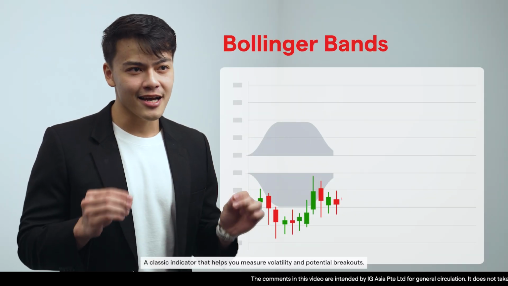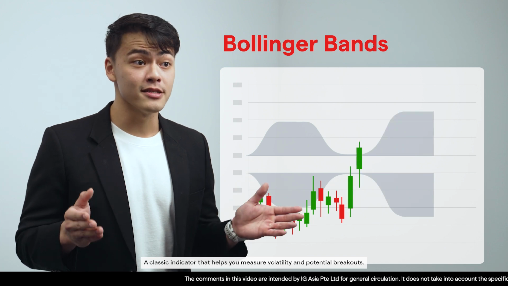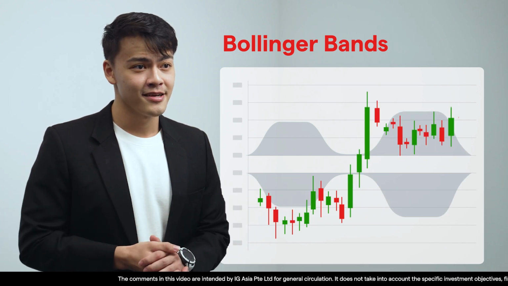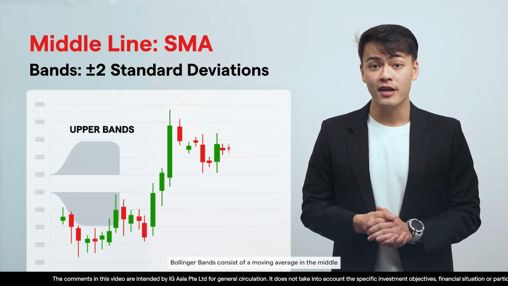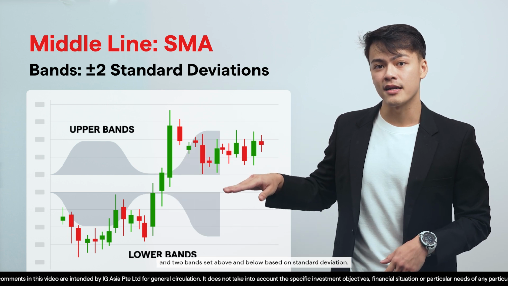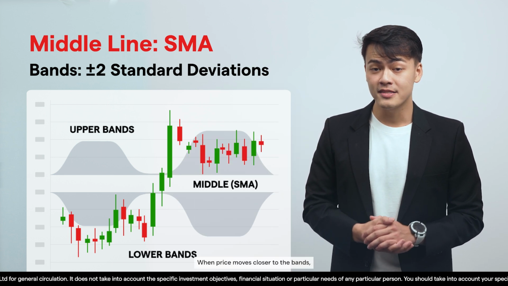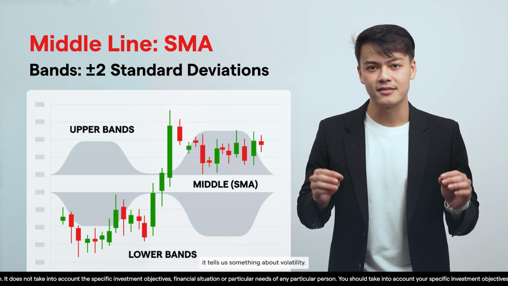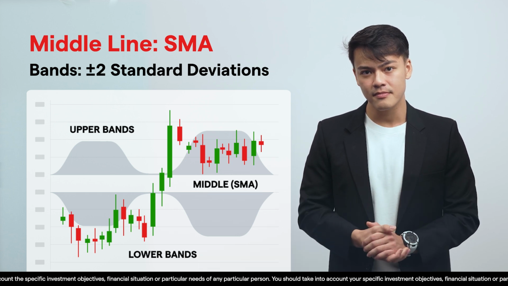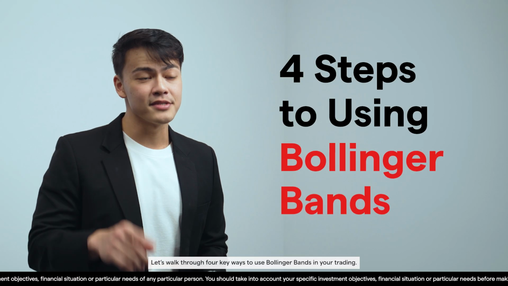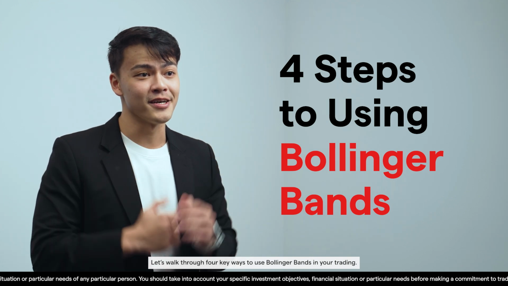In today's video, we're looking at Bollinger Bands, a classic indicator that helps you measure volatility and potential breakouts. Bollinger Bands consist of a moving average in the middle and two bands set above and below based on standard deviation. When prices move closer to the band, it tells us something about volatility. Let's walk through 4 key ways to use Bollinger Bands in your trading.